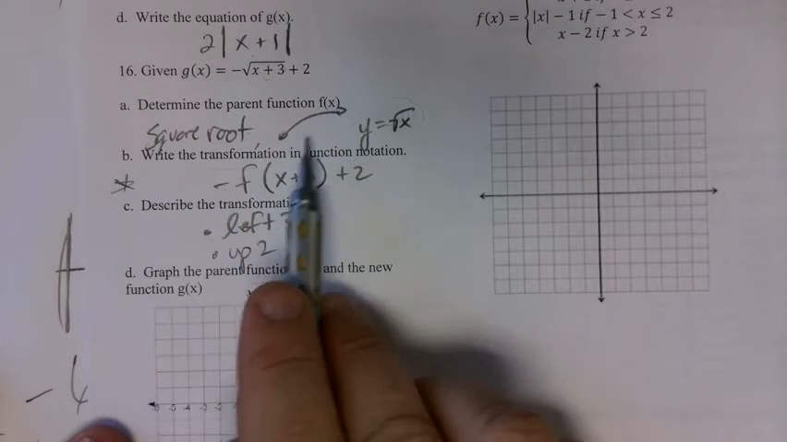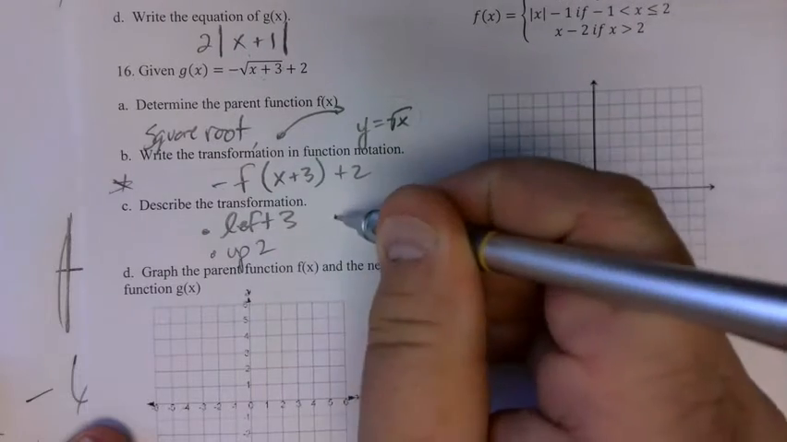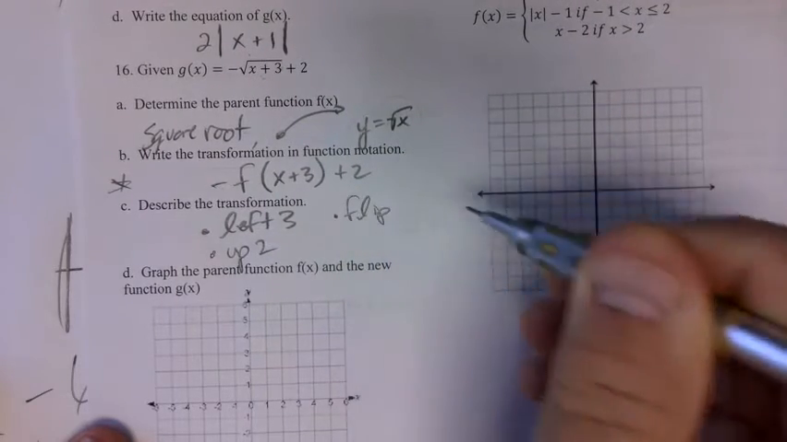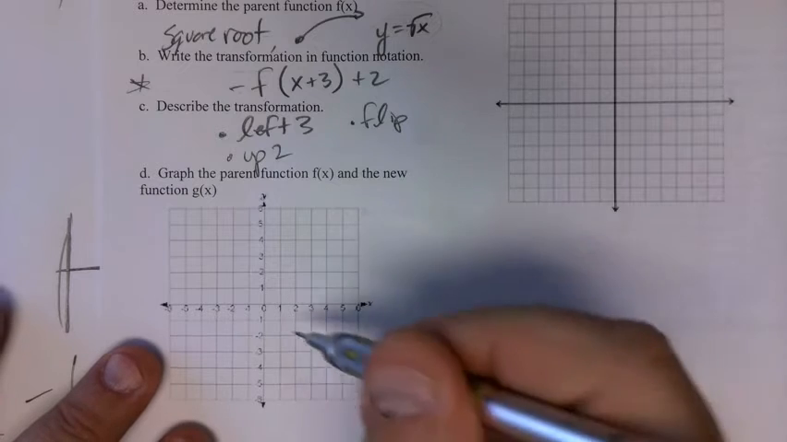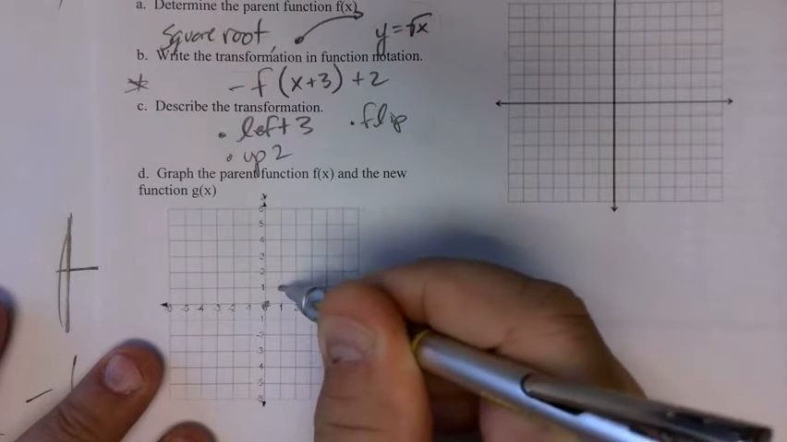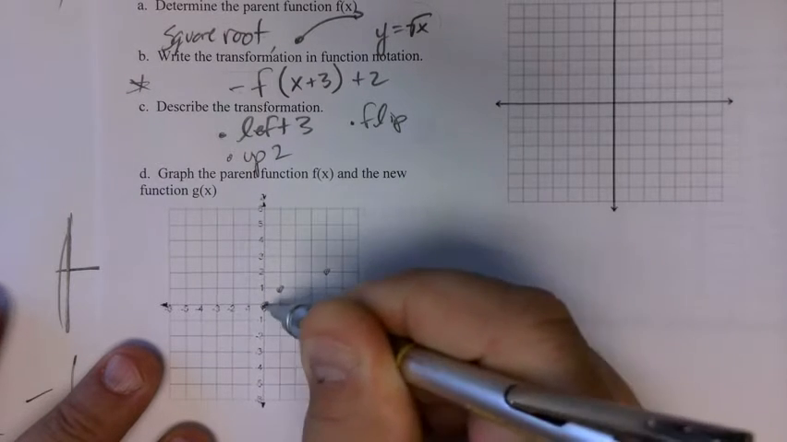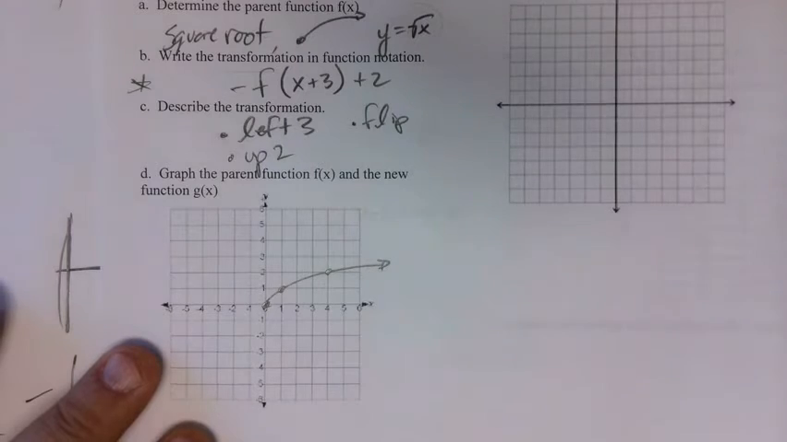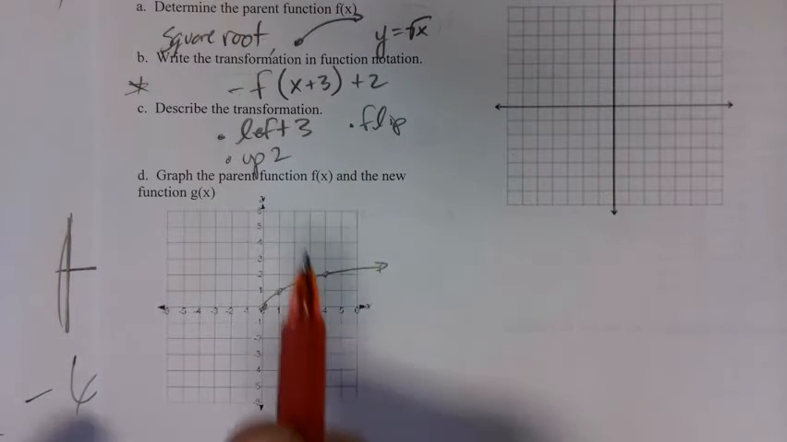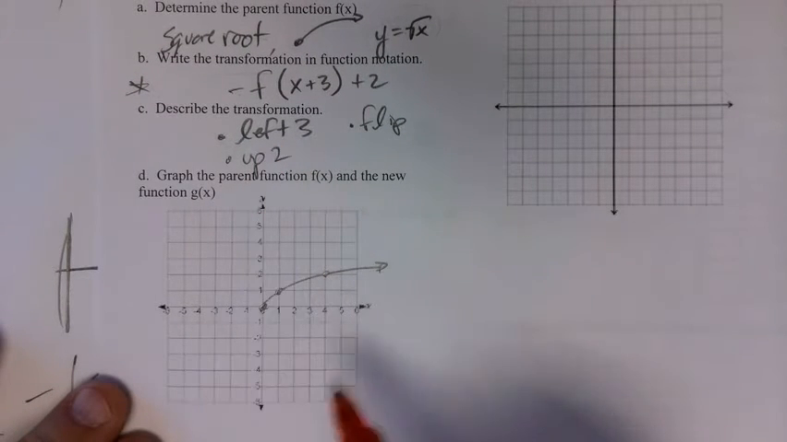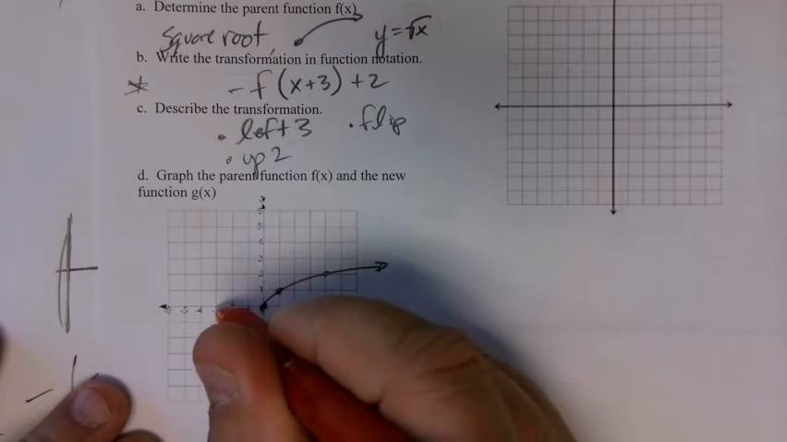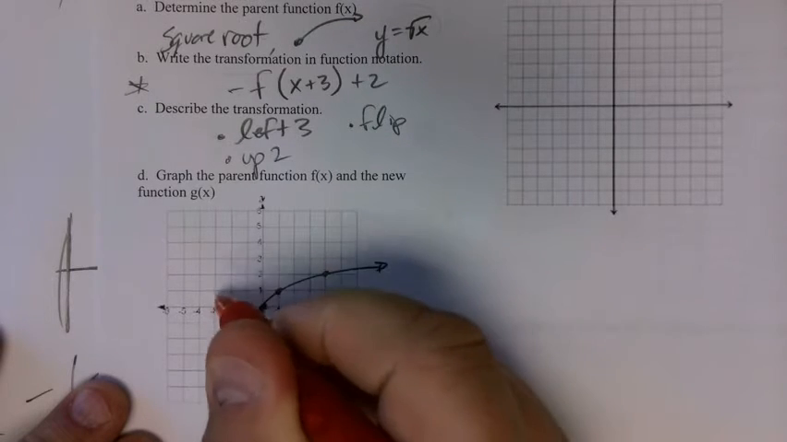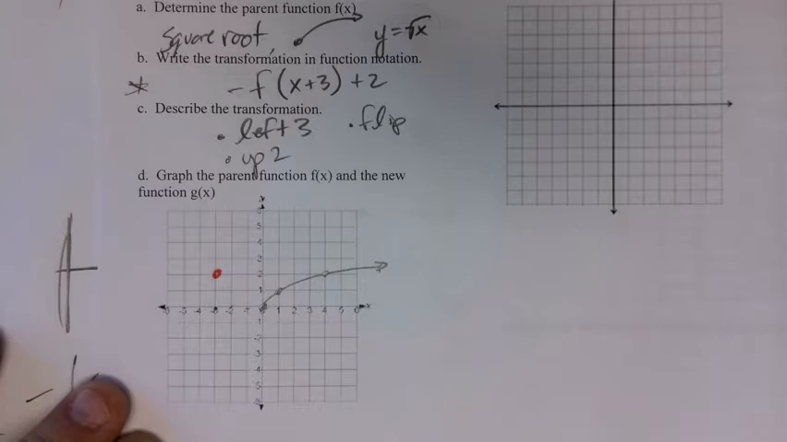This negative on the outside here is going to flip it upside down. So if I start, the parent function is the square root function. Looks like that. This function, I need to shift it left 3, so I start with the origin, and I go left 1, 2, 3, and then I go up 2, 1, 2. So there's my new starting point.